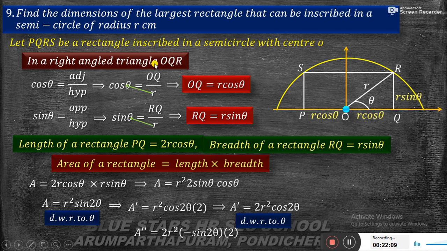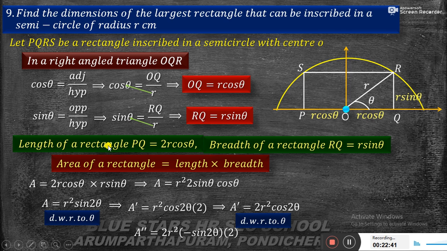And next, in a right angle triangle, now I take the right angle triangle OQR. We know that cos theta equals adjacent by hypotenuse. Adjacent is OQ, hypotenuse is r, so OQ by r. Therefore OQ equal to r cos theta. Next, sin theta equals opposite side by hypotenuse. Opposite side is RQ, so RQ by r. Therefore RQ equal to r sin theta.